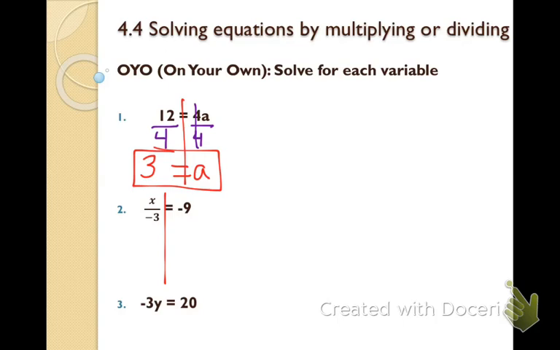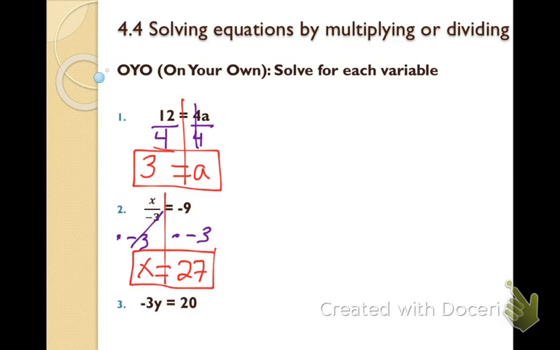Right now, x is being divided by negative 3, so to get rid of divide negative 3, I times negative 3. Follow the golden rule, I do it to both sides. Cancel. I'm left with x equals positive 27.